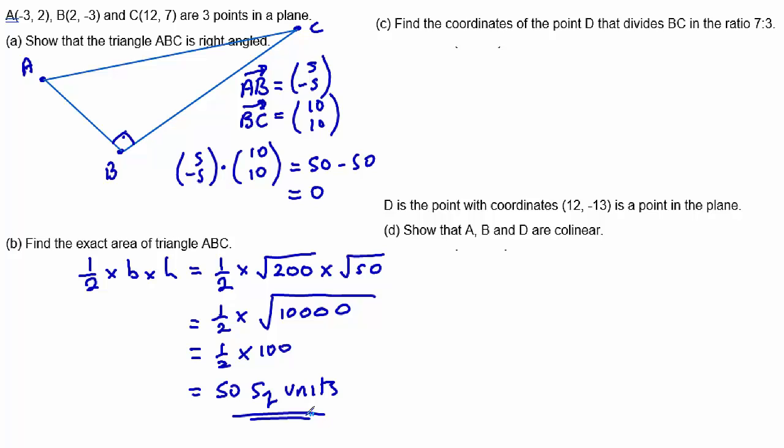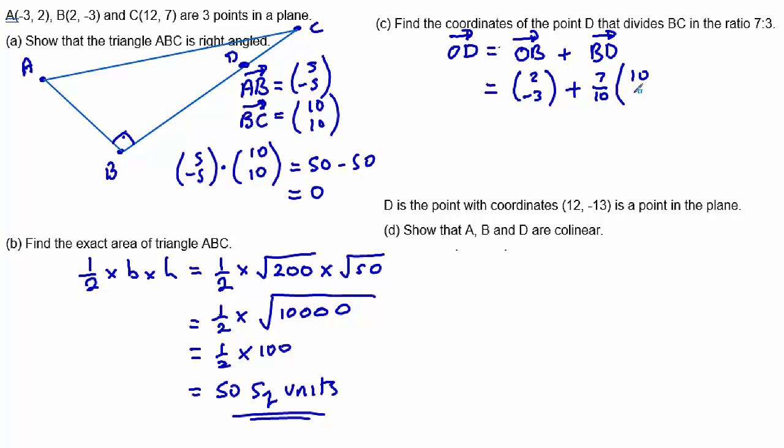Find the coordinates of the point D that divides BC in the ratio 7 to 3. So that's going to go sort of here. So we want the position vector. To get there, I'm going to go from O to B and then from B to D. So the coordinates of B, (2, -3). And the ratio 7 to 3 has got 10 parts. So we want 7/10 of BC, which is (10, 10). So that's going to be (2, -3) add (7, 7). So that's going to give us coordinates (9, 4).